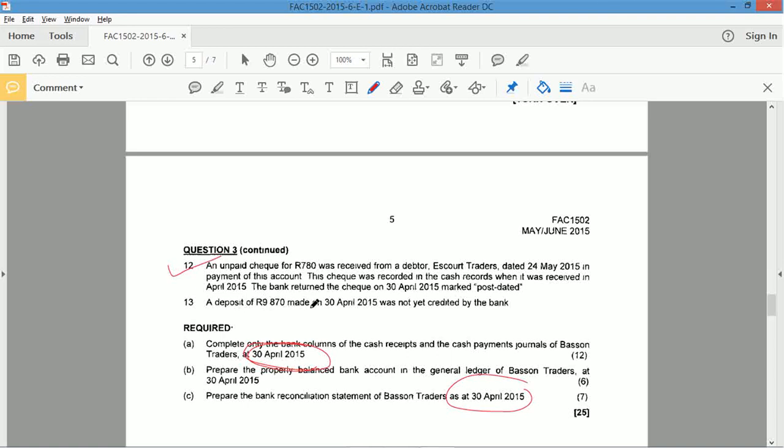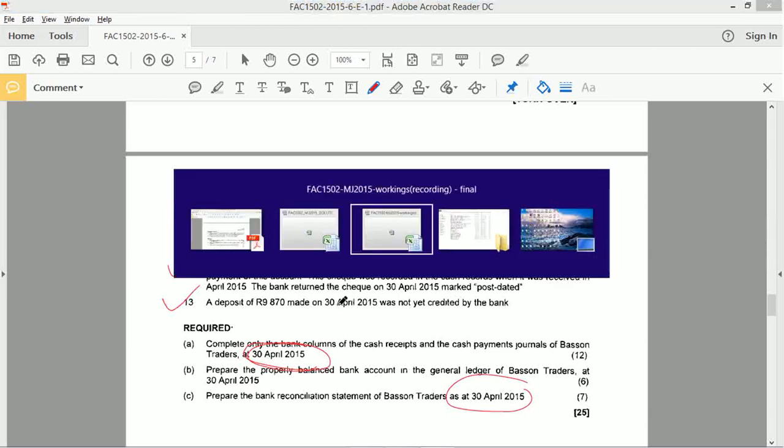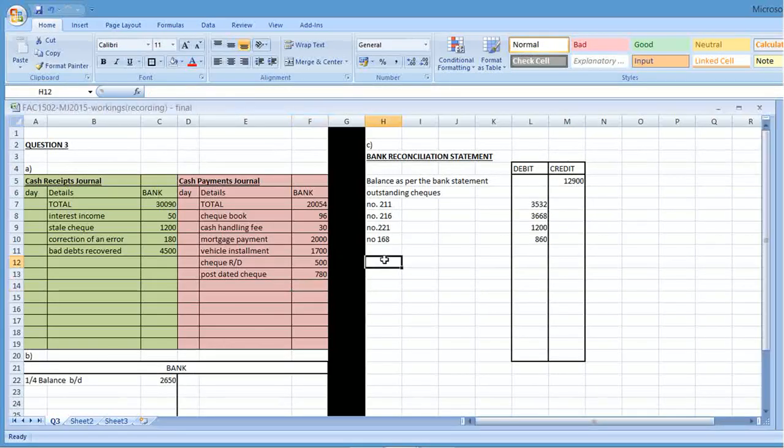Deposit of 987 made on the 31st has not been credited by the bank, so that means it's an outstanding credit. Bank recon. Outstanding deposits. And the outstanding deposit was for an amount of 9870. Great, so now you've completed all those line items in terms of what was described in the receipts and payments journal as well as the bank recon.